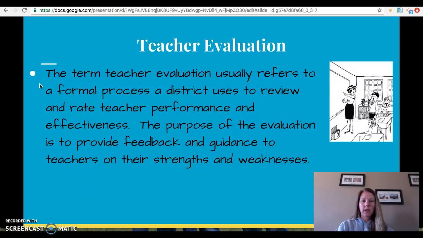Just to begin with is a definition of teacher evaluation. The term teacher evaluation usually refers to a formal process a district uses to review and rate teacher performance and effectiveness. The purpose of the evaluation is to provide feedback and guidance to teachers on their strengths and weaknesses.